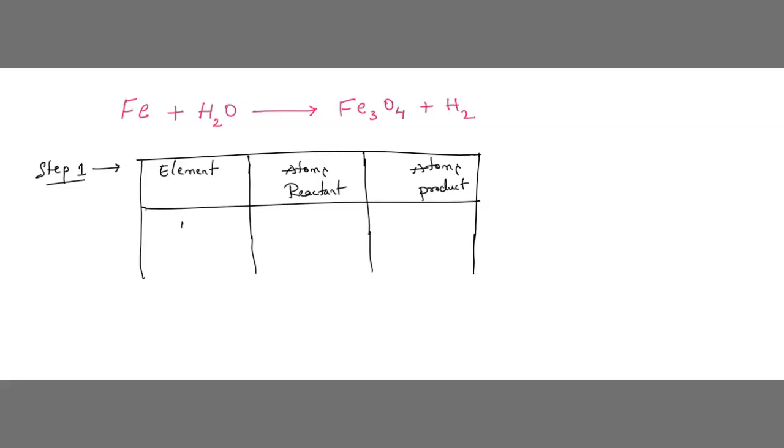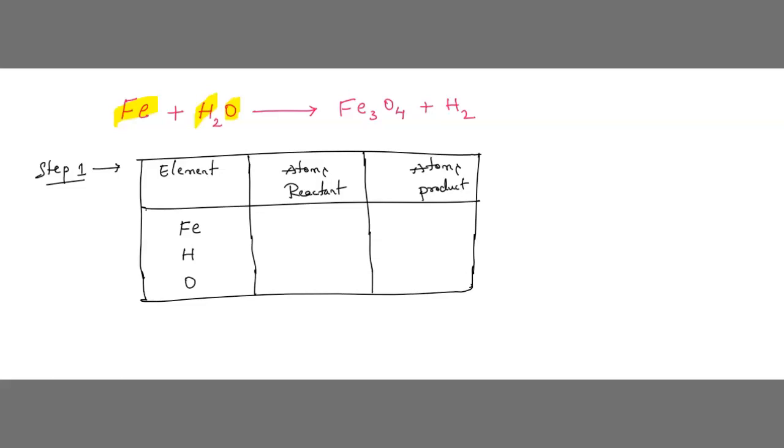Now how many elements do we have? We have Fe, hydrogen, and oxygen. Don't write the 2, 3, 4; just write the names of the elements. Is this clear? Very good.